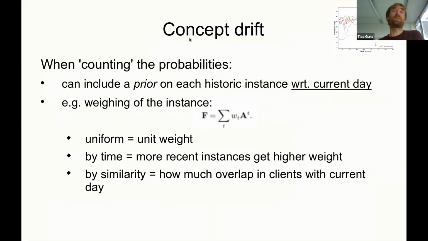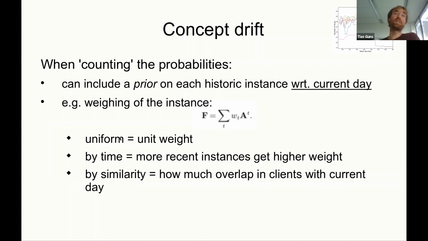Based on research in concept drift, instead of just counting the probabilities, what we can do is add a prior on each historic instance. So how important is the routing of yesterday given the clients that we need to serve today? How important is the routing of 4 days ago given the clients that we need to serve today? And so this amounts to weighing each of the instances. You will have to check the paper to see how this fits in the equations.